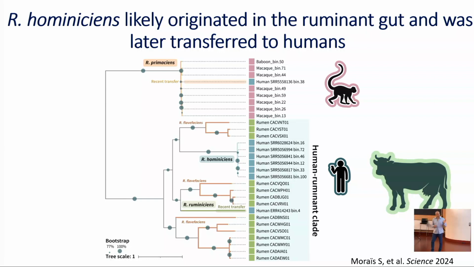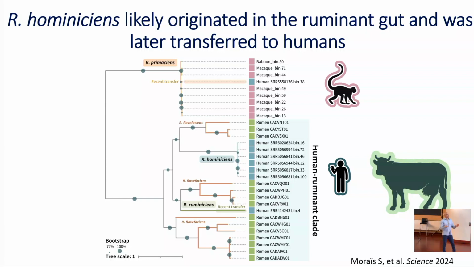And another very, very interesting thing was to see that there are some microbes that are found only in humans, as you can see over here in blue, but they are closer to their ancestor inside the cow. So this essentially suggests that these are recent transfers from cows to humans, and they are still undergoing adaptation.